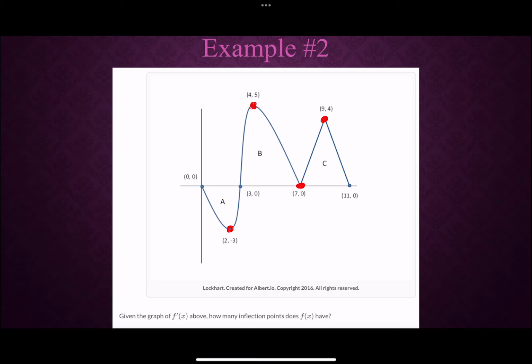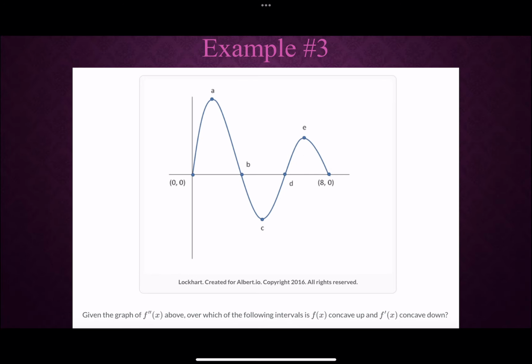All right, so how many points do they have? So it has 4 of them at x equals 2, 4, 7, and 9. All right, let's take a look at a different graph now.